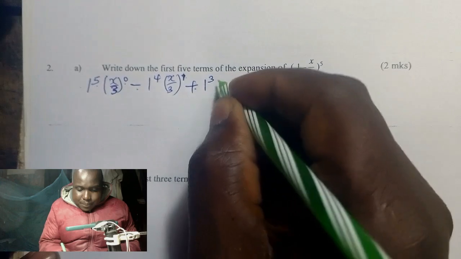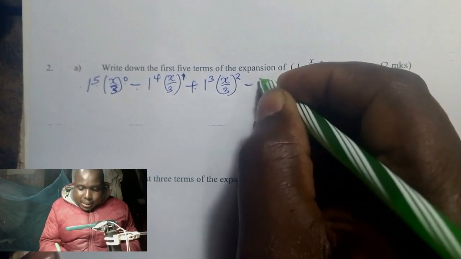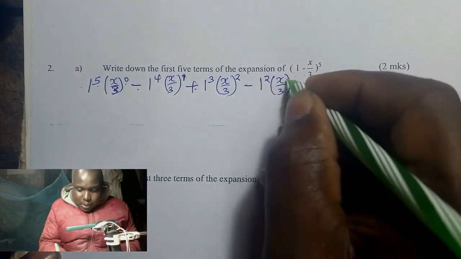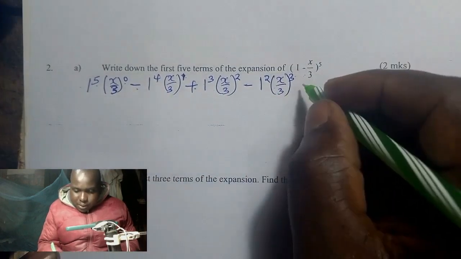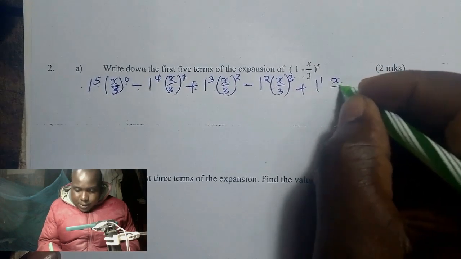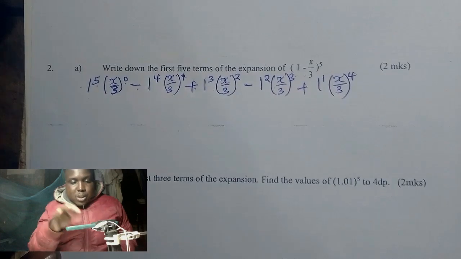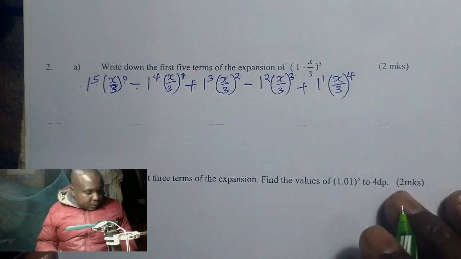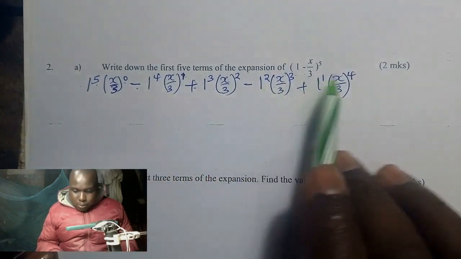1 raised to power 3, x over 3 raised to power 2, minus 1 raised to power 2, x over 3 raised to power 3, to the first 5. 1, 2, 3, 4, the first 5. This is the last one, x over 3 raised to power 4. These are the first 5. We need to follow instructions as we were asked to. Write down the first 5 terms. The first 5: 1, 2, 3, 4, 5.